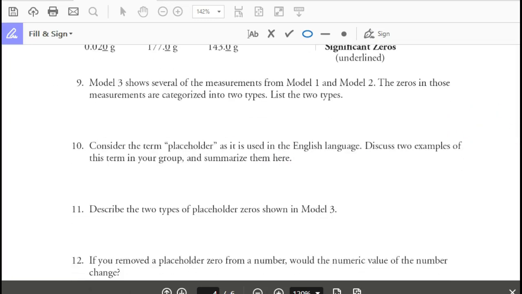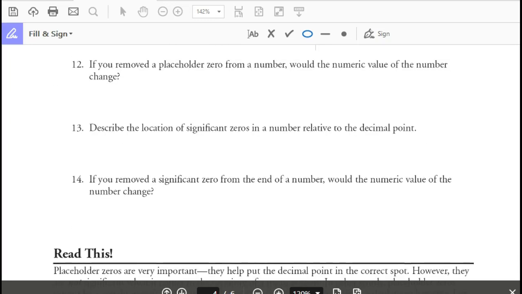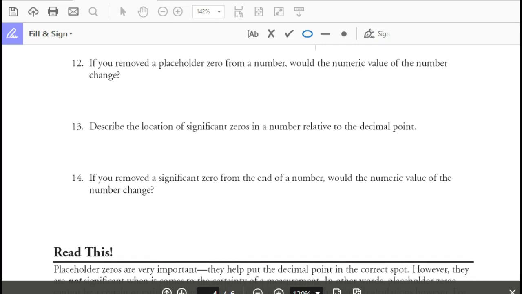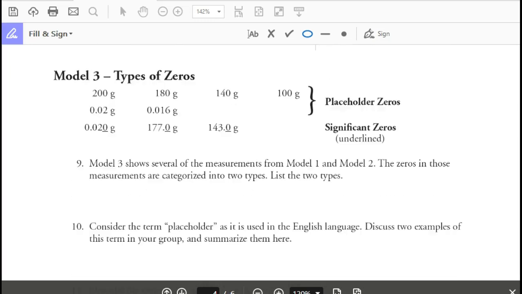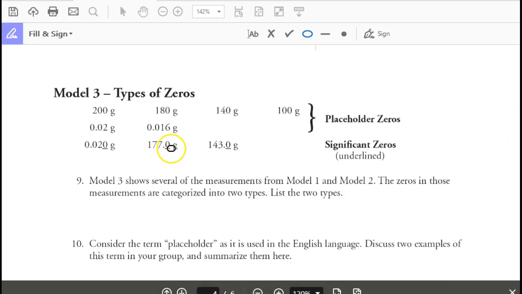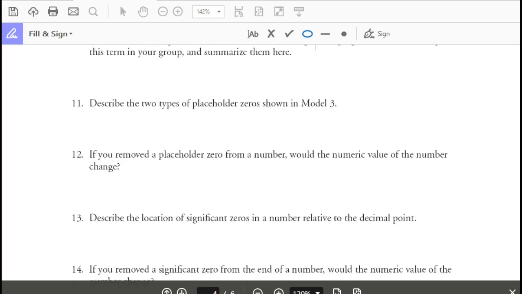Let's look at the next number. Number 14: If you removed a significant zero from the end of a number, would the numeric value of the number change? Let's look at an example. So like this one, the value for the end of the significant figure wouldn't change. Let's say we were to get rid of this zero right here. It would go from 177.0 grams to 177 grams, but the value of the number is still the same.